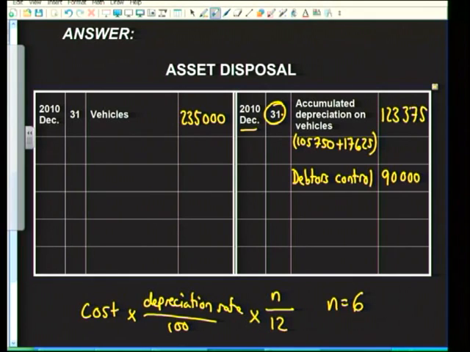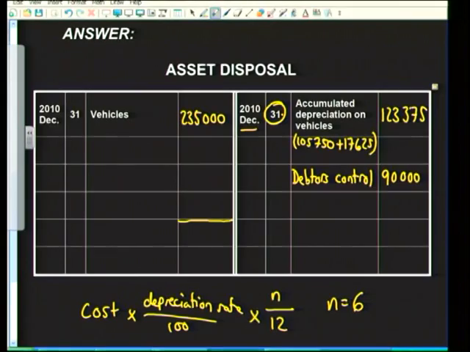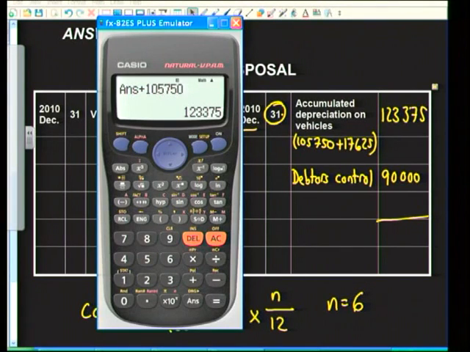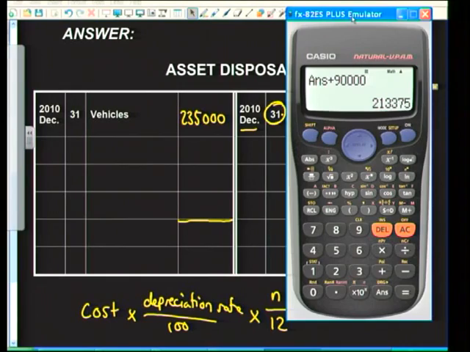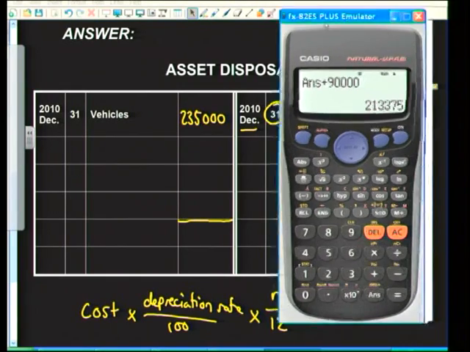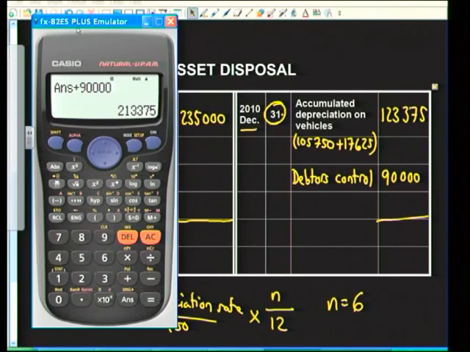We're nearly done with this question. What we need to do now is calculate the profit or the loss on the sale of the asset. So what you do is you just balance this ledger account out. We'll need to see which side is bigger. So if we bring up our calculator again, I've got the 123,375 on the credit side, and I'm going to add the 90,000 Rand. That gives me an answer of 213,375. Can you see that the right-hand side of 235,000 is bigger than the answer I get when I add up the credit side? So the left-hand side is greater than the right-hand side.